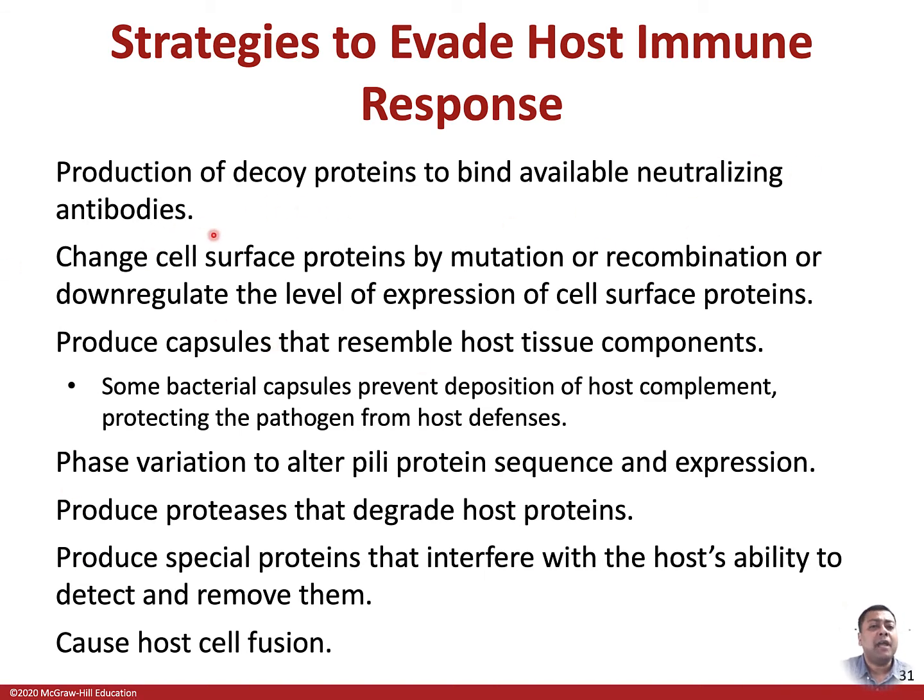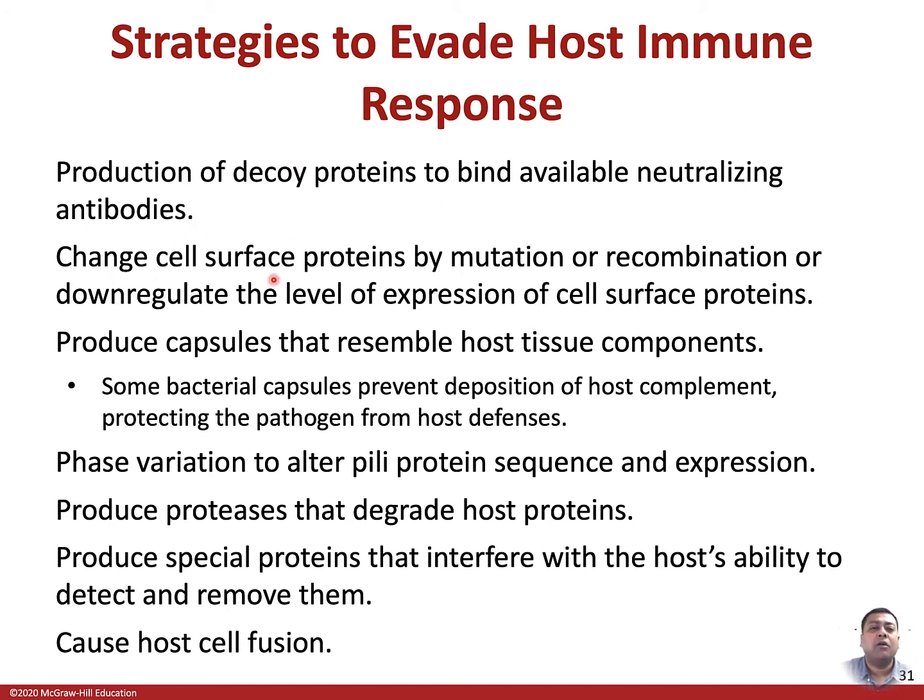So upon infection, some of these pathogens produce decoy proteins and secrete them outside. All these antibodies which were supposed to bind to the pathogen surface go directly towards the decoy protein and bind them. That's how they are fooled by the pathogen, and the pathogen can escape.